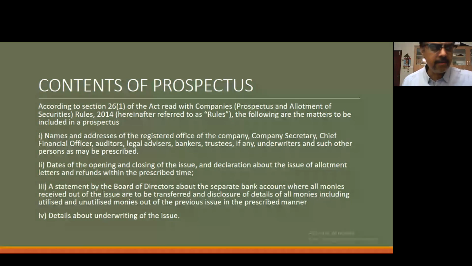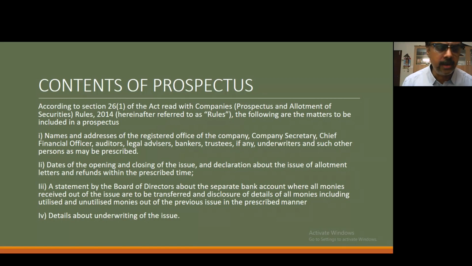We saw that in the draft red herring prospectus about Paytm. It contained the address of the company and all that. There is so much other information. I'm just giving you whatever is said in the act. Secondly, it should contain the dates of opening and closing of the issue, and the declaration about the issue of allotment letters and refund within the prescribed time.